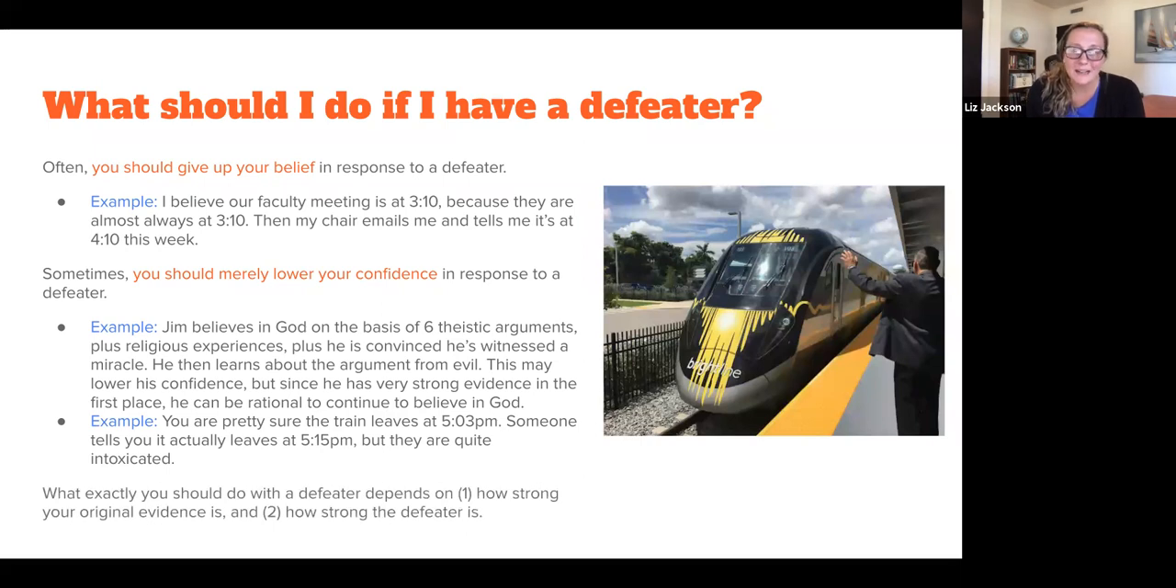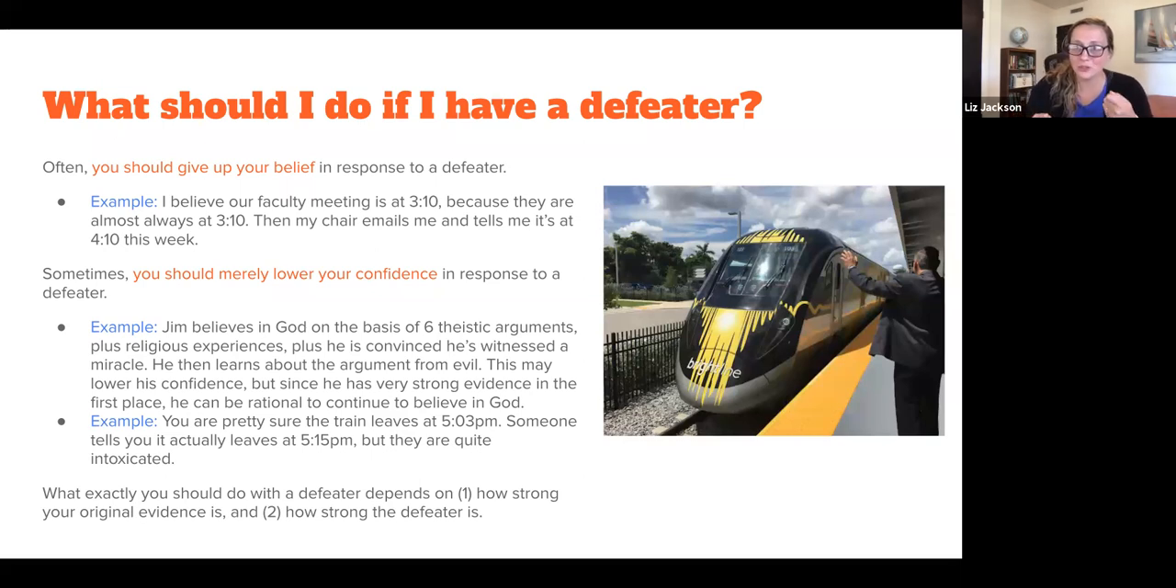So what exactly you should do when you get a defeater, I think these examples show it depends on 2 things. One is how strong your original evidence is. If you have really, really strong original evidence, even if you get a defeater, you shouldn't always give up your belief. And the second is how strong the defeater is. This would be like our second case. Even though you don't have super strong evidence the train leaves at 5:03, because the defeater is a weaker defeater, you might lower your confidence a little bit, but you also don't have to give up your belief. So it depends on those 2 things.